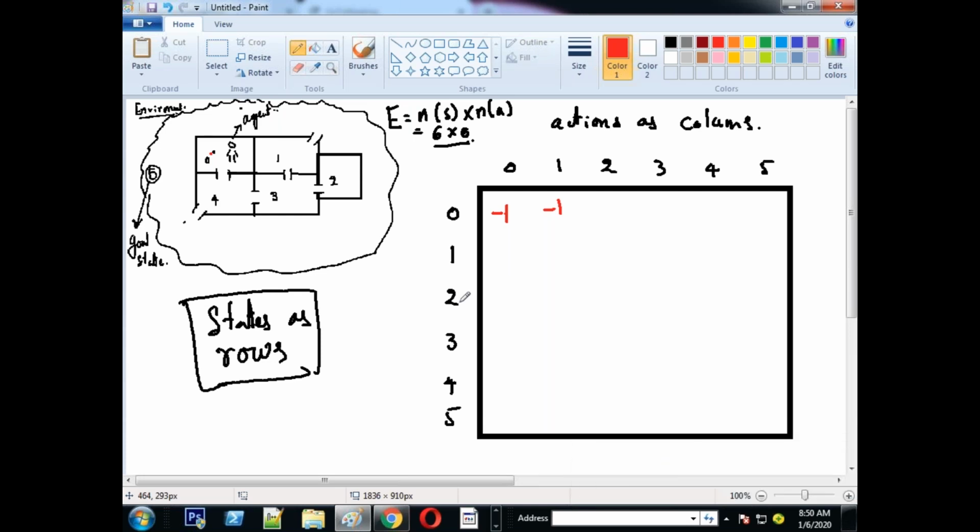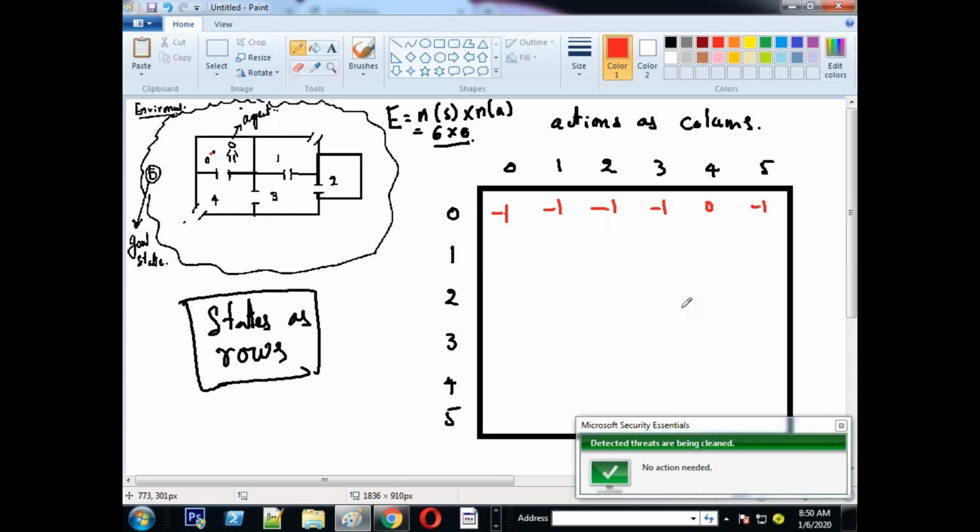0 to 2. Minus 1. 0 to 3. 0 to 4. Good action but no result. 0 to 5. Minus 1. All of you understood this?